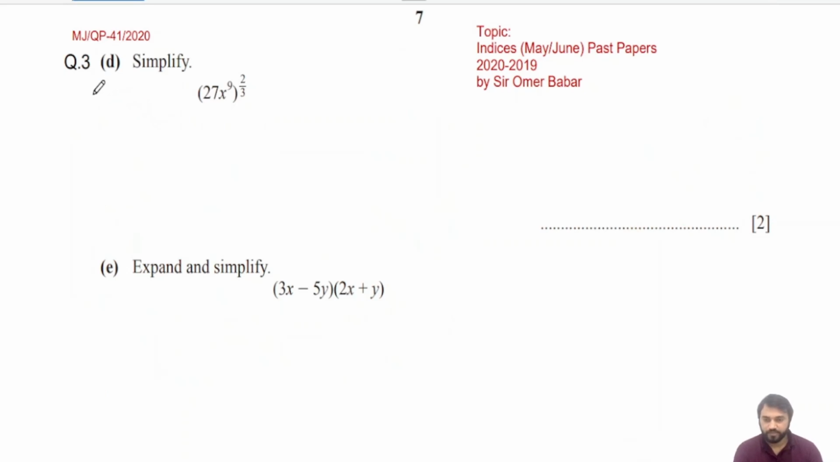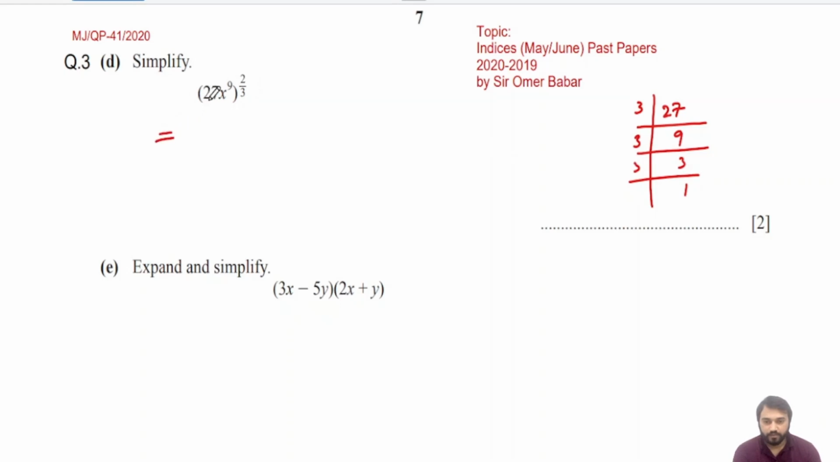Now the next question in this row is question 3 of part D that appeared in 2020. The paper was 4 and the variant was 1. It says simplify 27 x raised to power 9 whole power 2 over 3. Again we have to make prime factors of 27. So here we have prime factors of 27. 3 9 times, 3 3 times 9, and 3 1 time.